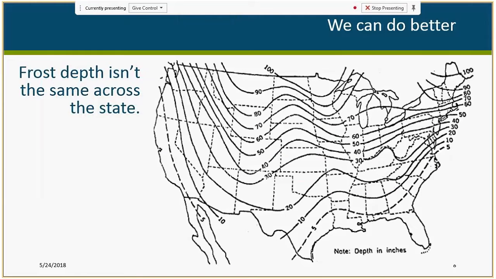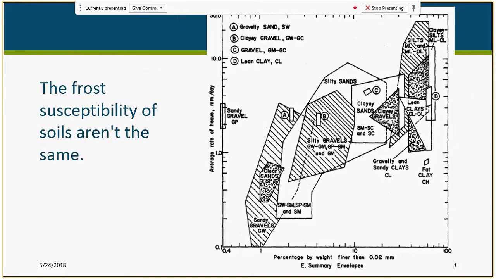Now, but we can do better than this. Frost depth isn't the same across the state. On this map, you can see that in the south, it's about 70 inches deep, and in the north, it's at least 100 inches deep. And frost susceptibility isn't the same for all soils. On this graph, you see this graph everywhere too. It's in our manual and it's inside the report.